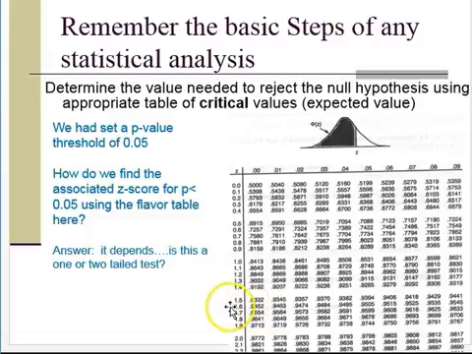Our z-score associated with that probability is 1.64, and it's somewhere in between 6.4 and 6.5, so maybe we could call it 0.645. So 1.645 would be the critical z-value that we need to beat when we're calculating that test statistic in order to conclude that we have a significant difference between our sample mean and our population mean.